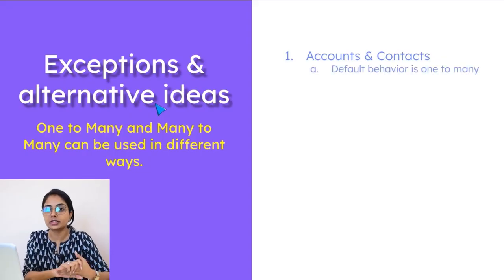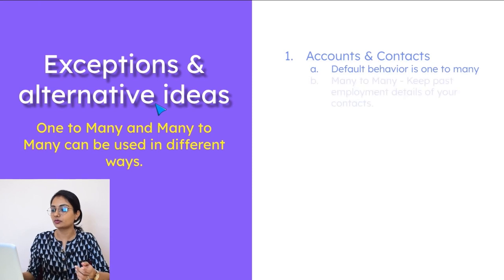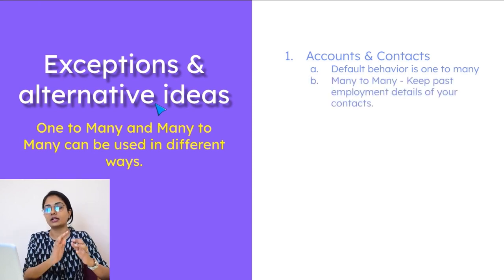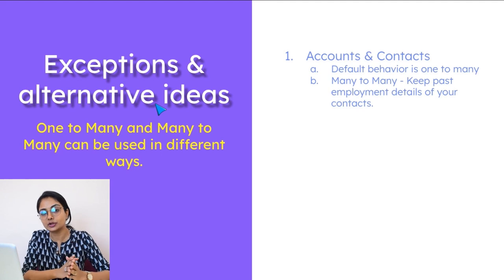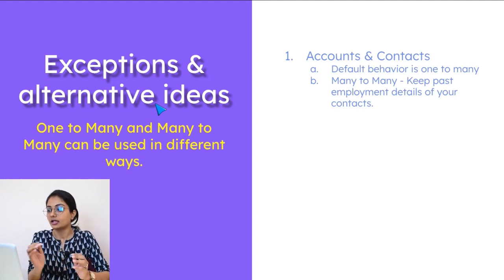Now, what could be the exceptions or alternative ideas in this? Let's see. Some customers follow many to many relationships for account and contact information. When will this information be required? Let's say I had one contact who was associated with NJ, and later on, that person changed the company and they went to another company. But I want to manage what businesses they did with me through NJ when they were with NJ. And when he went to another company, then through that company, what business did we do?